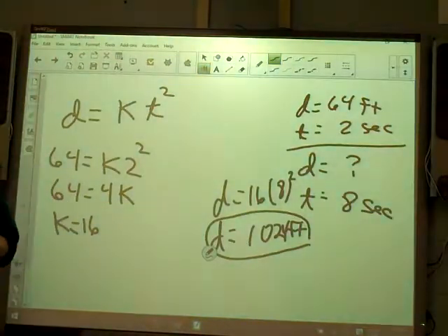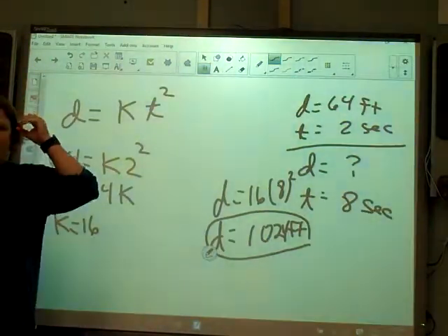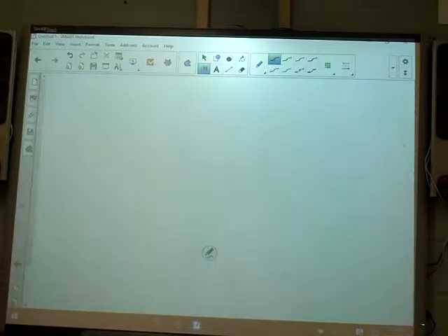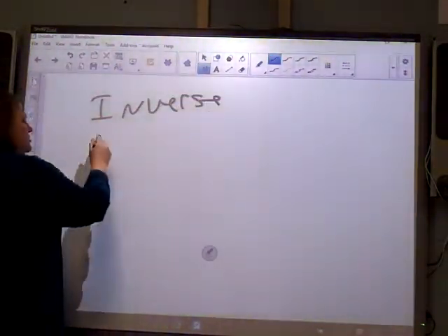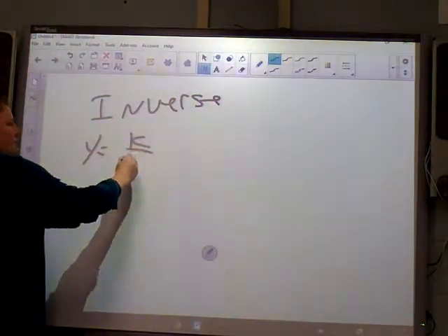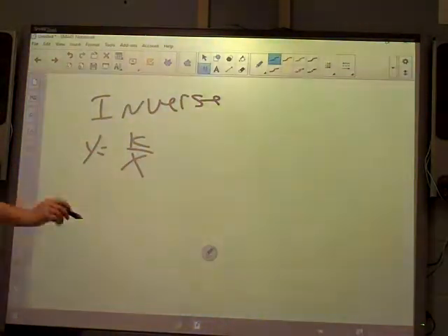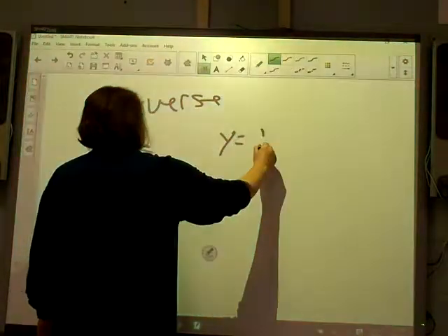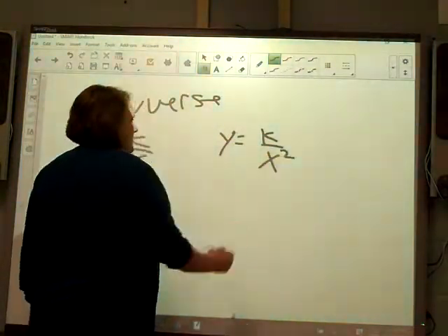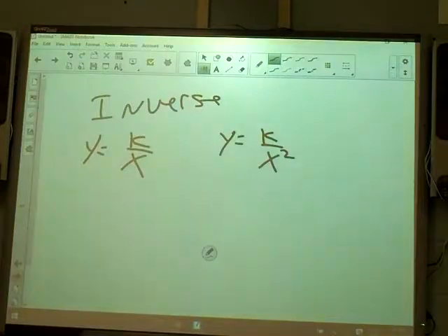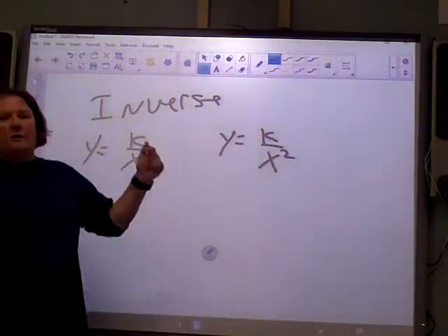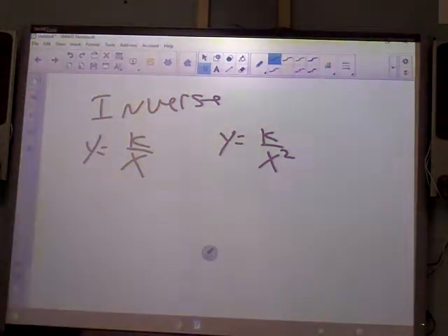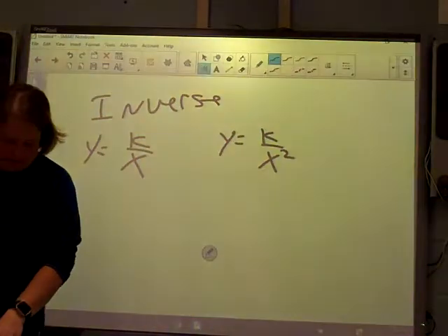Alright. Direct connects with multiply. Inverse, that's the next one we got. Told you there were 3 types. Inverse connects with division. You could throw power if you wanted to. Direct with multiply, inverse with divide. Questions will be the same. It'll say varies inversely, so you'll start off with something equals k over. Alright, so let's jump in.